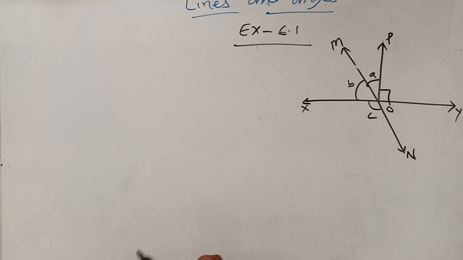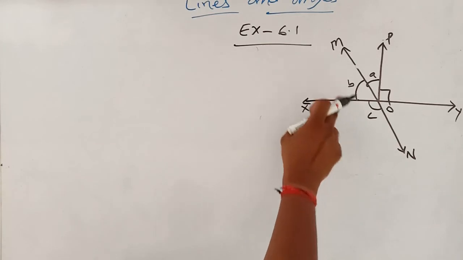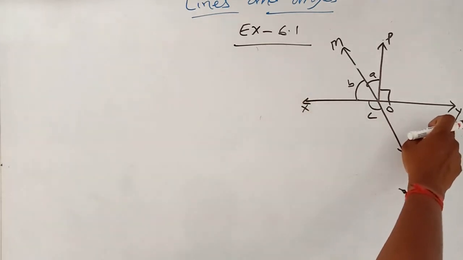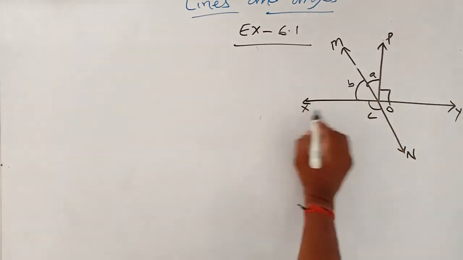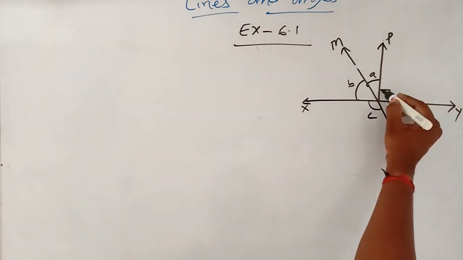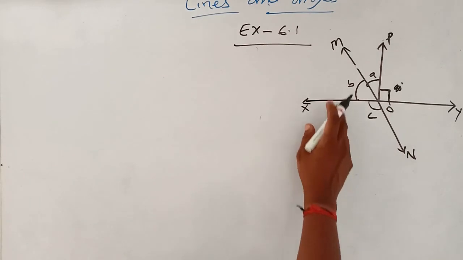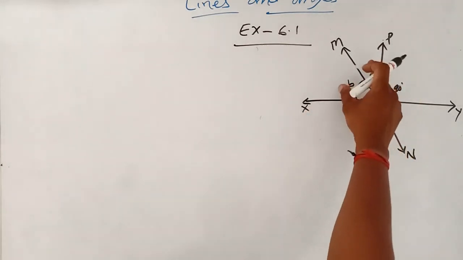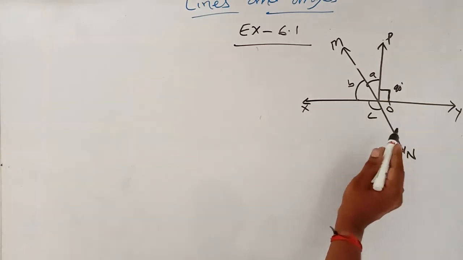See the second question. In the figure given here, lines XY and MN intersect at O. XY and MN are intersecting at a point O, and angle POY is given clearly as 90 degrees, and one more is given, A is to B is equal to 2:3. Then I need to find the value of C.